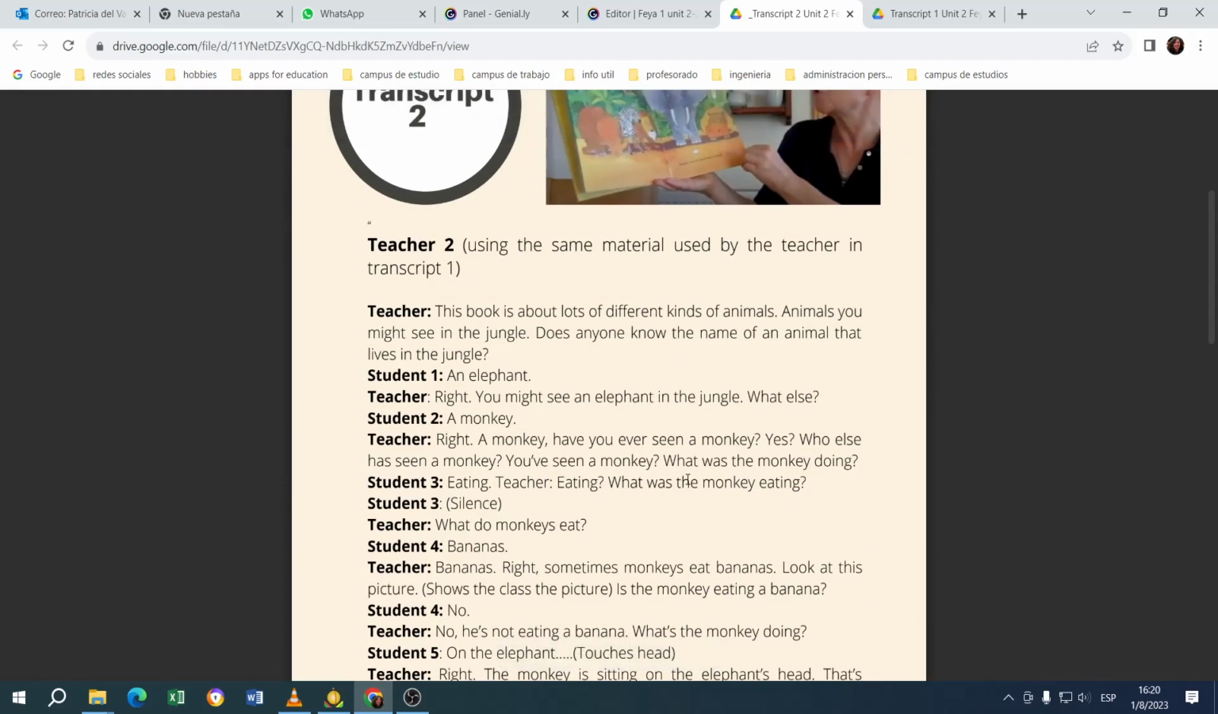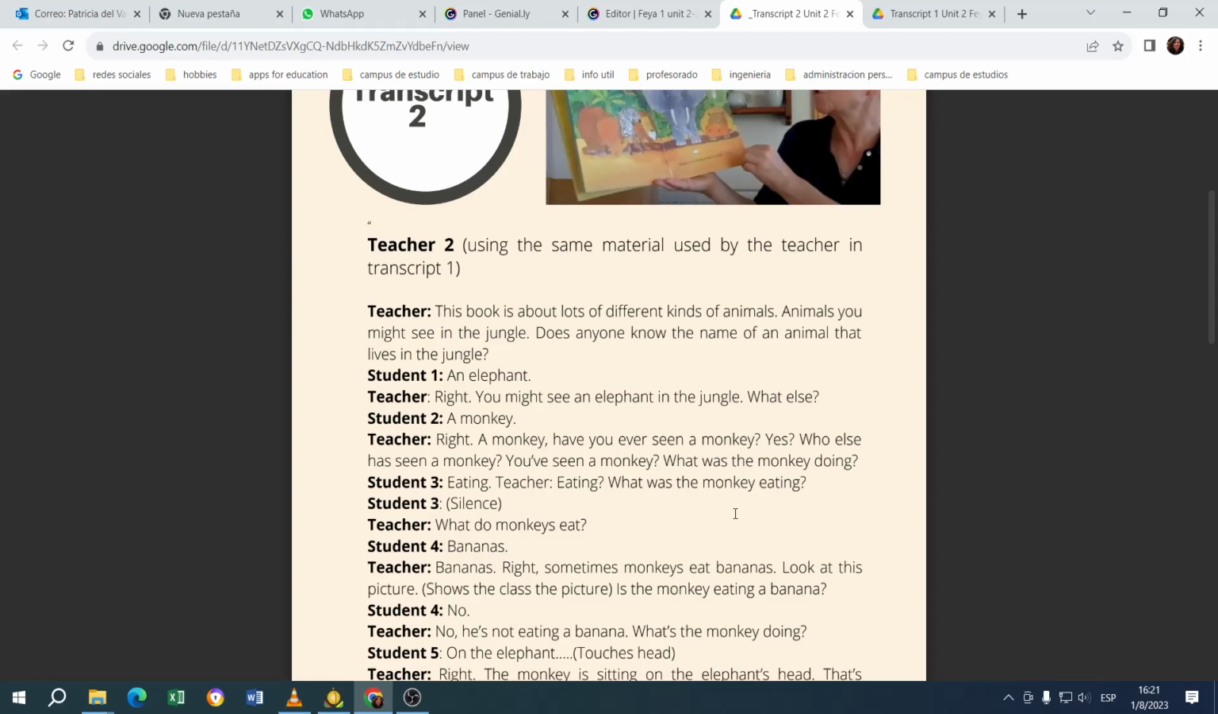And then we have another lesson or another transcript, say, where a teacher, using the same material as in the previous transcript, delivers the lesson in a slightly different way, as you probably noticed. Well, we have a teacher that says, this book is about lots of different kinds of animals you might see in the jungle. Does anyone know the name of an animal that lives in the jungle? Notice the beginning of these transcripts, right?